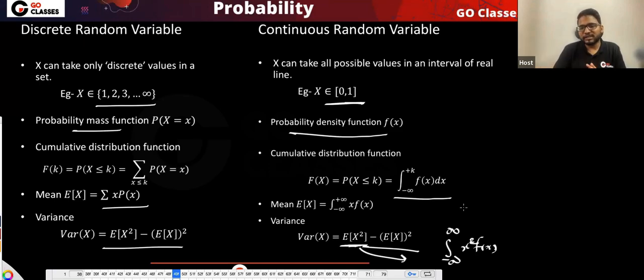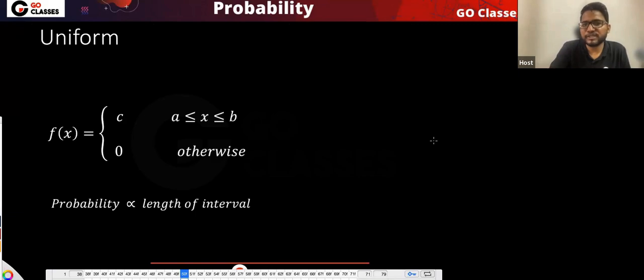So you can look at this slide later also, at the time of revision, to see the difference between discrete and continuous. There is no difference apart from PDF and PMF. And then obviously the formulas of the expectation also vary, because the whole calculation of the probability varies. Let's just see the first continuous distribution, which is the uniform distribution.